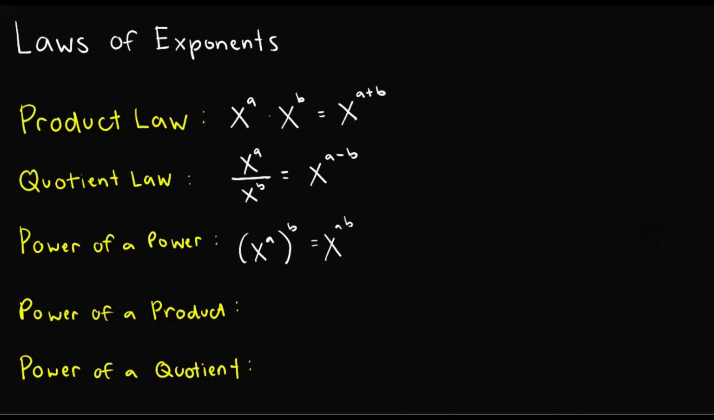Let's go on to the fourth law, the power of a product law. So this one is (xy)^a equals x^a y^a. So it's like distributing a to both of them.